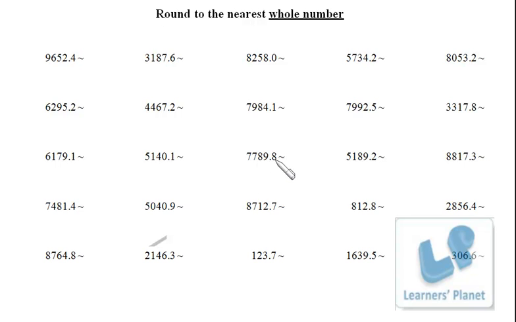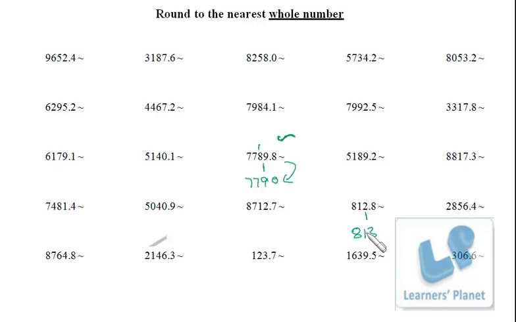Suppose this. After decimal the number is more than 5, so I add 1 over here. So 9 and 1 is 10, I carry 1, 8 and 1 is 9, 7 is 7. So 7789.8 is equivalent to 7790. This is the sign of rounding off. Similarly, I try this 812.8. The number after decimal is more than 5, so I add 1 over here.